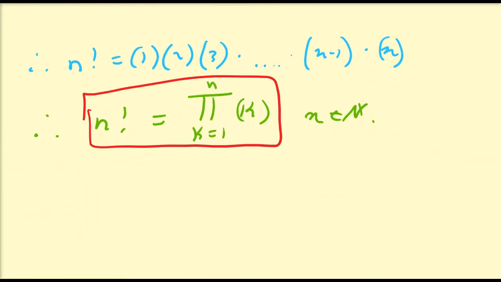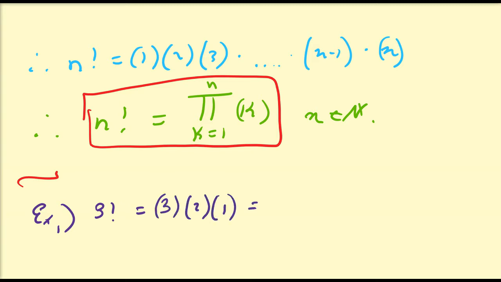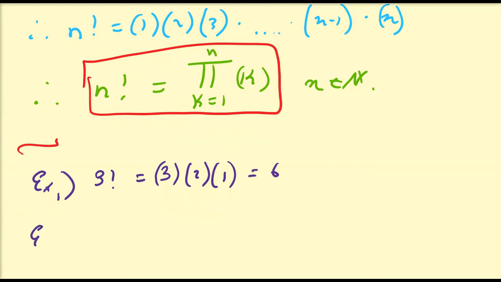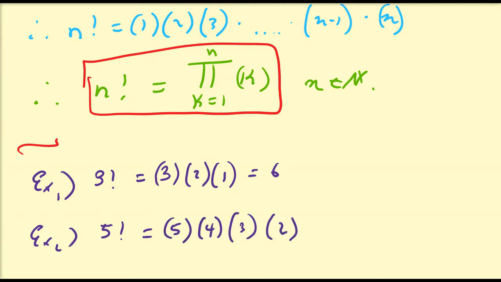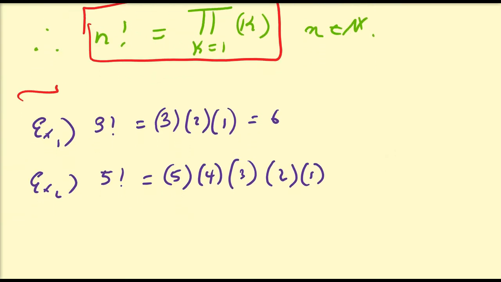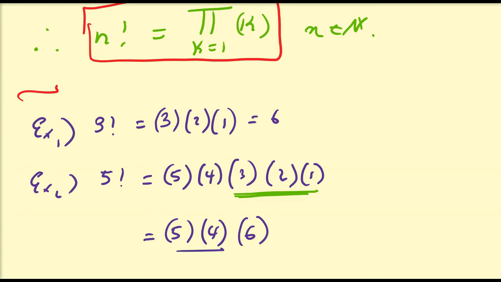So let's just do a couple examples in case you are not familiar with this. If I ask you what is 3 factorial equal to, this is going to be 3 times 2 times 1, which is of course going to be 6. And if somebody asks you, what is the value of 5 factorial? That's going to be 5 times 4 times 3 times 2 times 1. We already know what 3 times 2 times 1 is, so we can rewrite this as 5 times 4 times 6, since that's 3 factorial. So we have 20 times 6, which we know is 120.